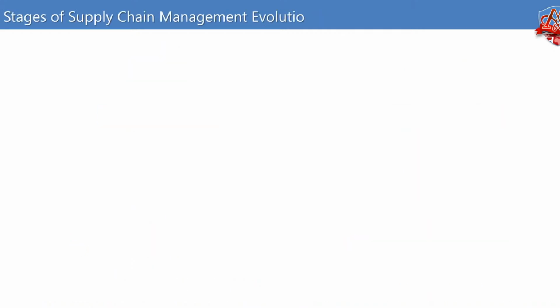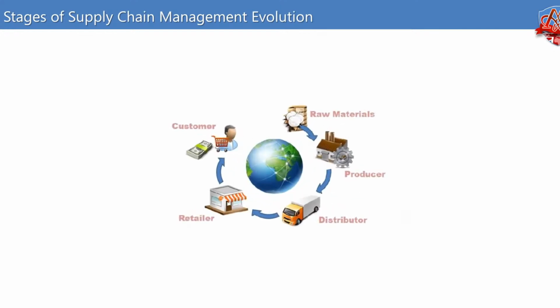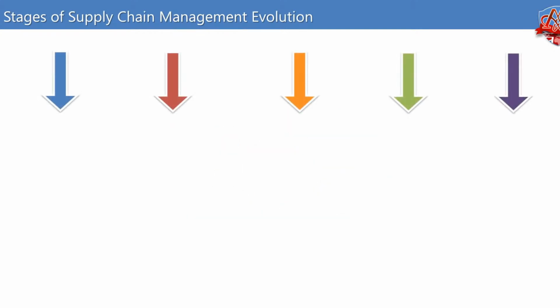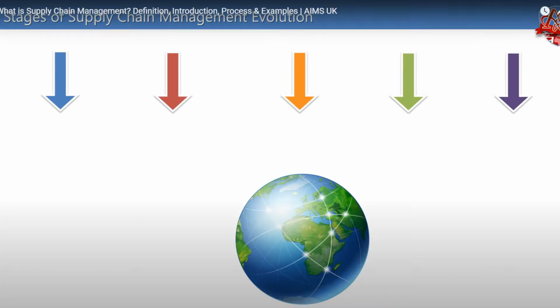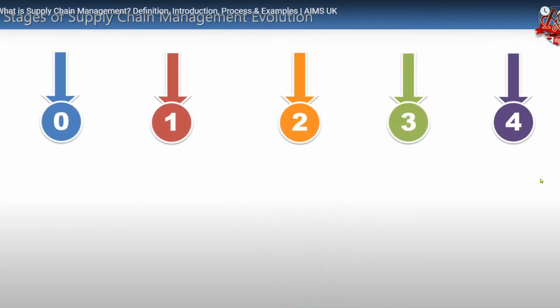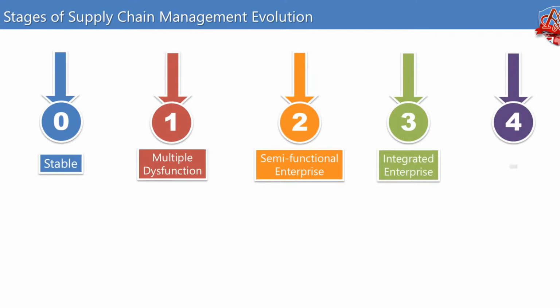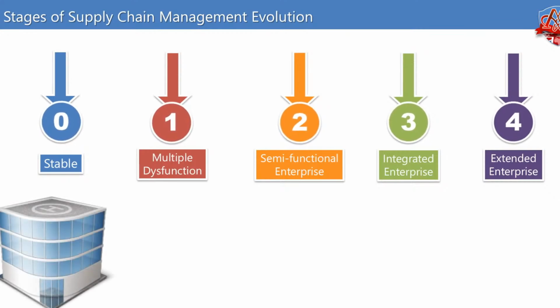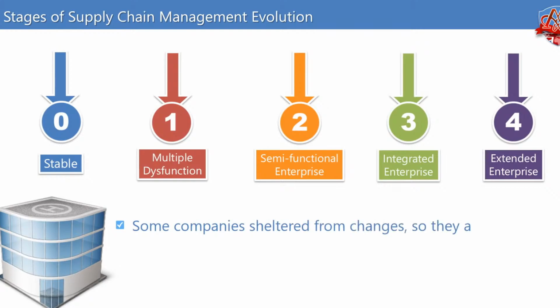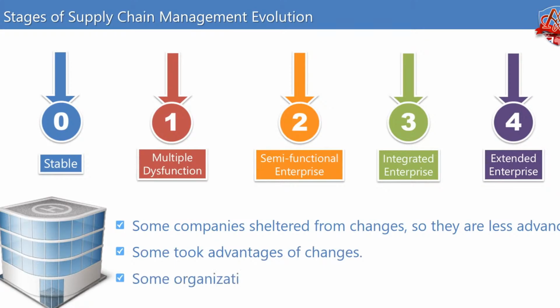Stages of supply chain management evolution. The advances in supply chain management are reflected in each supply chain's development. There are typically 4 or 5 sequential stages globally and within organizations. Starting from stage 0 to 4, they are stable, multiple dysfunction, semi-functional enterprise, integrated enterprise, and extended enterprise. Every organization falls somewhere within these 5 stages. Some companies shelter from changes, so they are less advanced. Some took advantage of changes, and some organizations believe that they are in the most advanced stage.